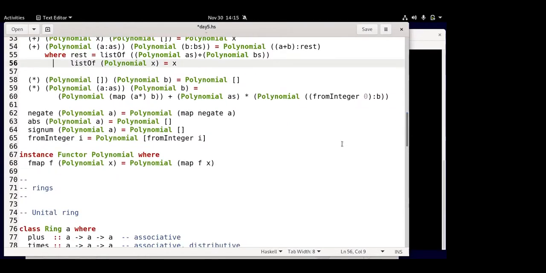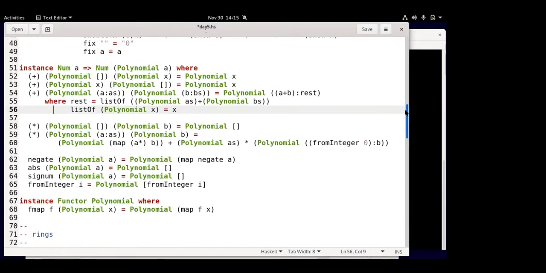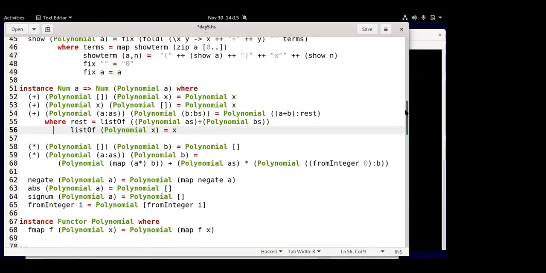Yeah. I guess that makes sense, since if you want to multiply or add your polynomials, you need to multiply and add the coefficients. So that's why you need the A, or the coefficients, to be an instance of the Num type class. Otherwise, you don't know you can add and multiply them.